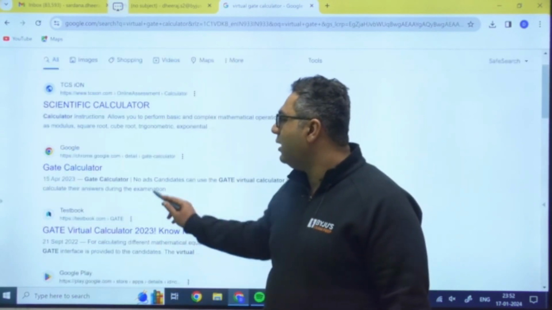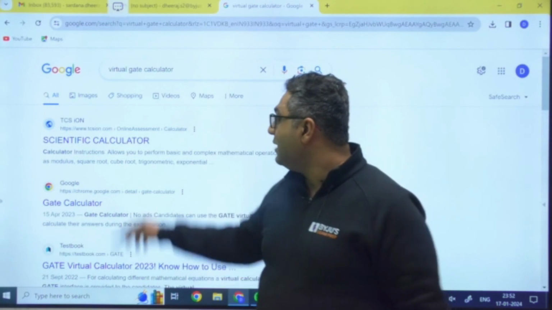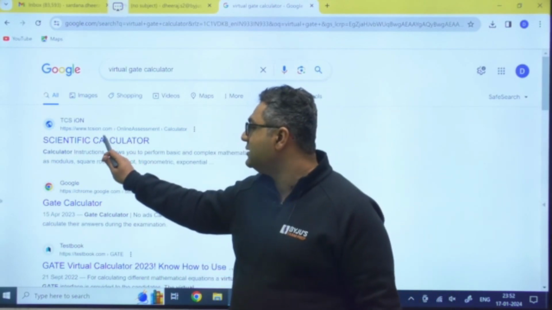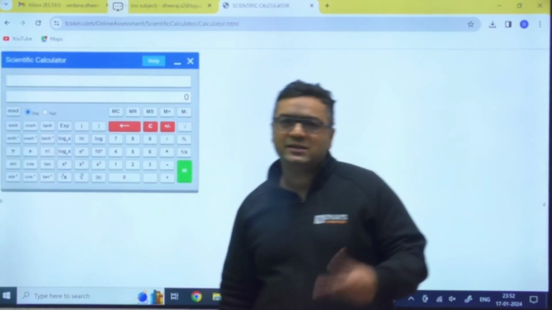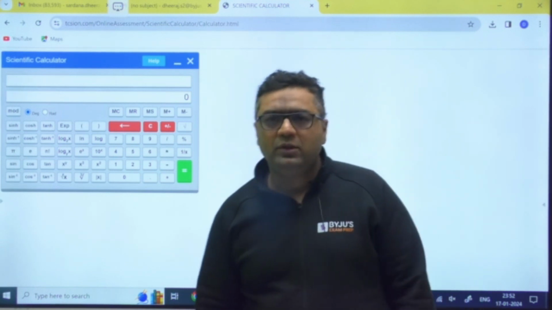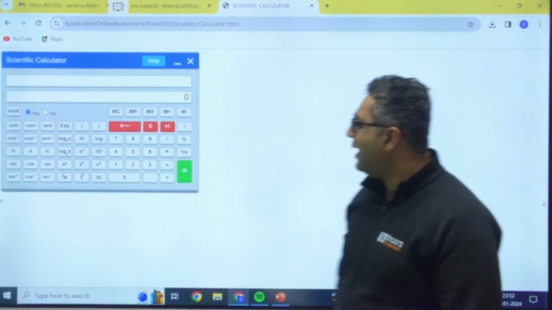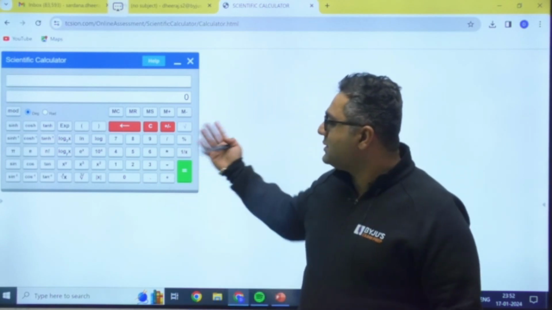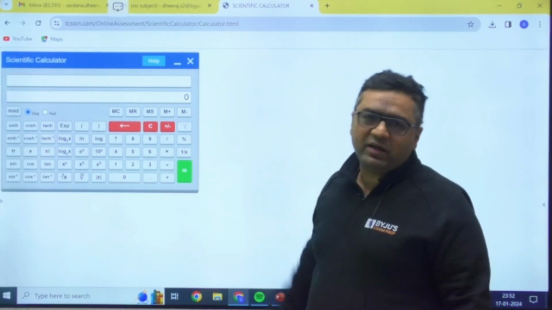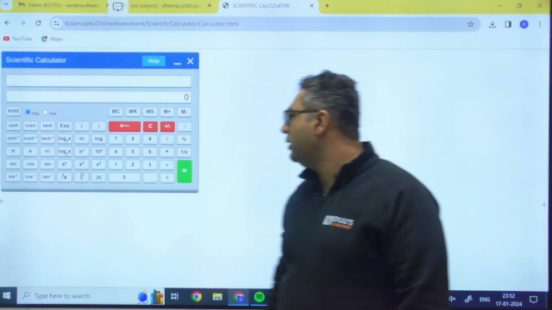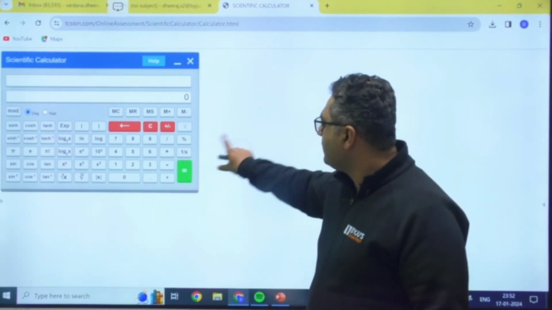And if you are looking at the laptop or desktop, then we will go for this scientific calculator, that is TCS iON. You know, generally TCS is helping to conduct the GATE exam for the GATE IITs. So when we are talking about this, you can see the same, whatever the interface we have seen, it is the same one.